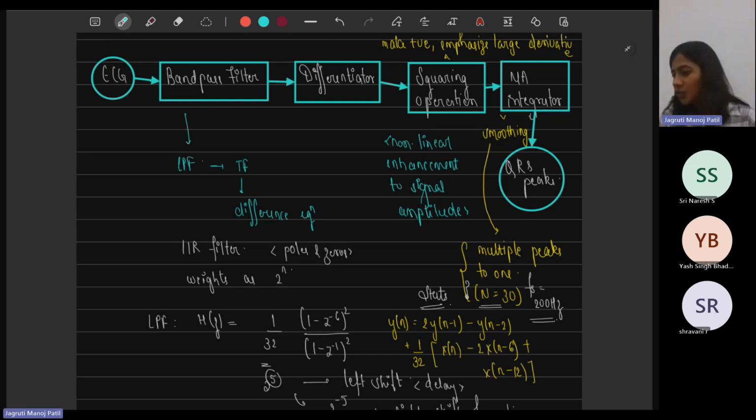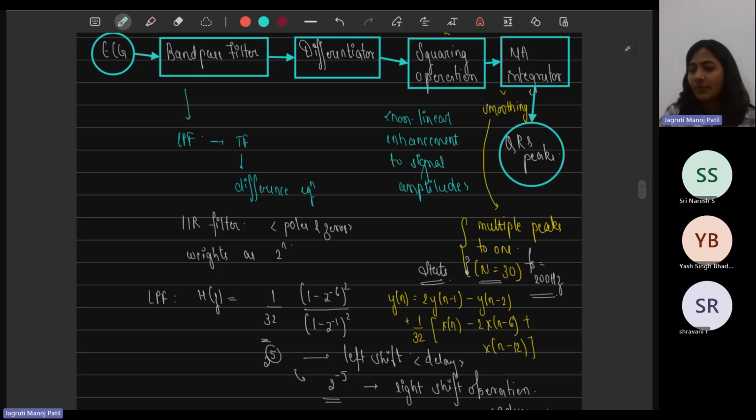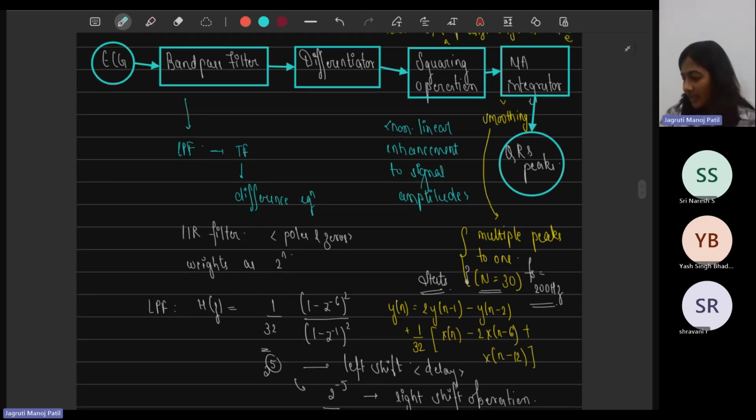Okay, so next. This type of filter is an IIR filter that they have defined here, because it uses poles and zeros, and the weights given are in the order of 2 raised to n. That is, it varies. So if you say 32 here, it's not actually 2 raised to 5. It can also be 2 raised to negative 5. So the weights can shift, and if they shift, it can be a delay or an advance.